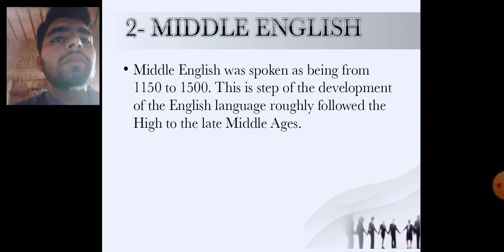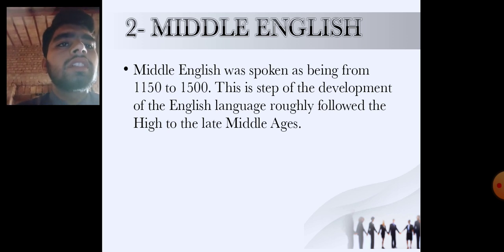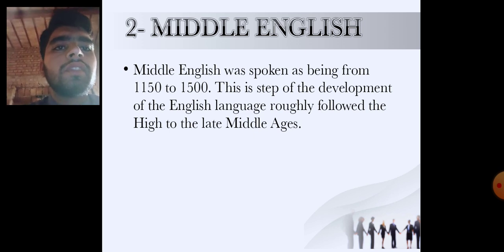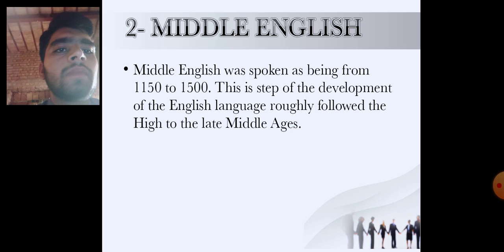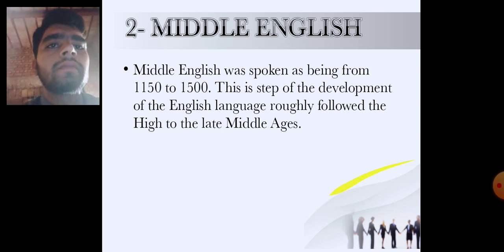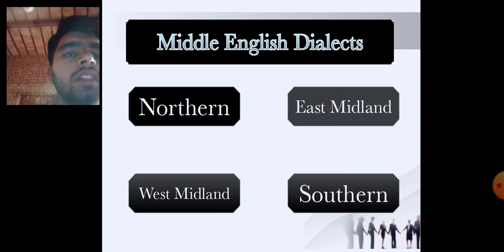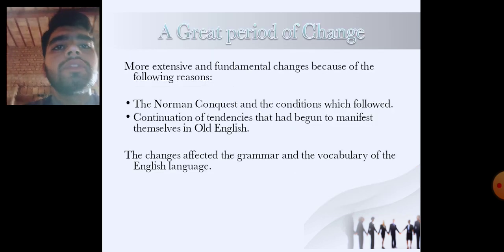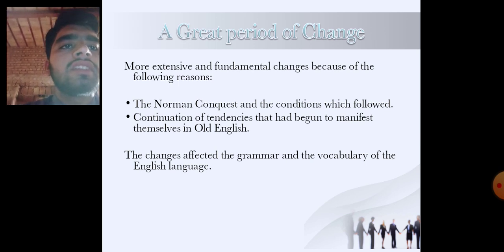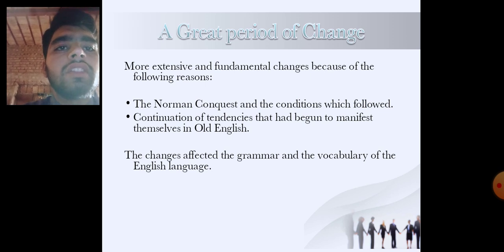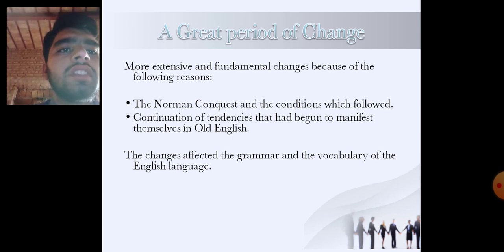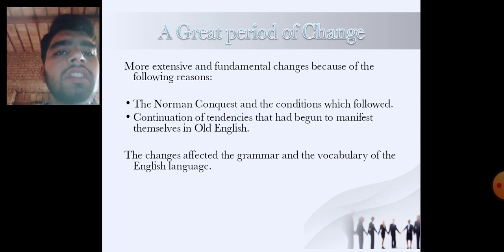The second topic, Middle English. Middle English was spoken from 1150 to 1500. This is a stage of the development of the English language, roughly following the high to the late Middle Ages. Middle English dialects: Northern, East Midland, West Midland, Southern. A great period of change. There were more extensive and fundamental changes because of the following reasons: the Norman Conquest and the conditions which followed, and the continuation of tendencies that had begun to manifest themselves in Old English. The changes affected the grammar and the vocabulary of the English language.